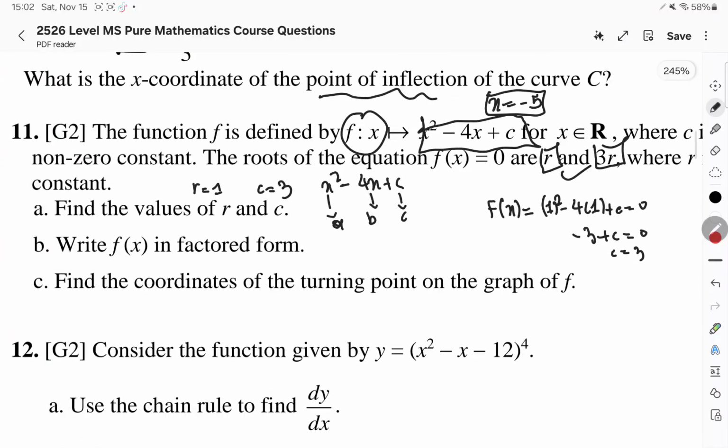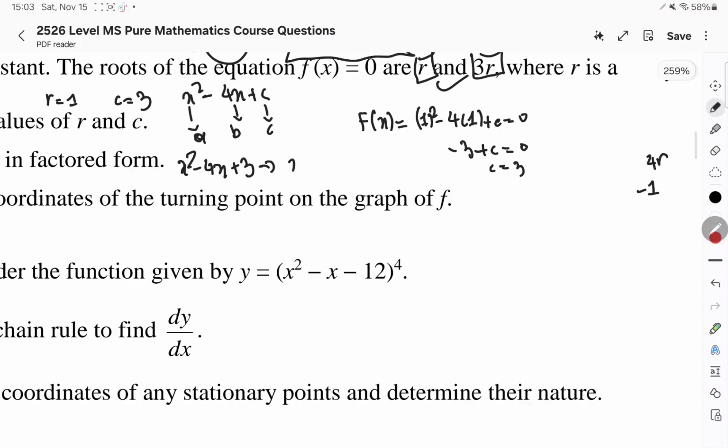Okay, now they want it in factored form. X squared minus 4x, we have c as 3, so plus 3. We factor this into x minus 3 times x minus 1.